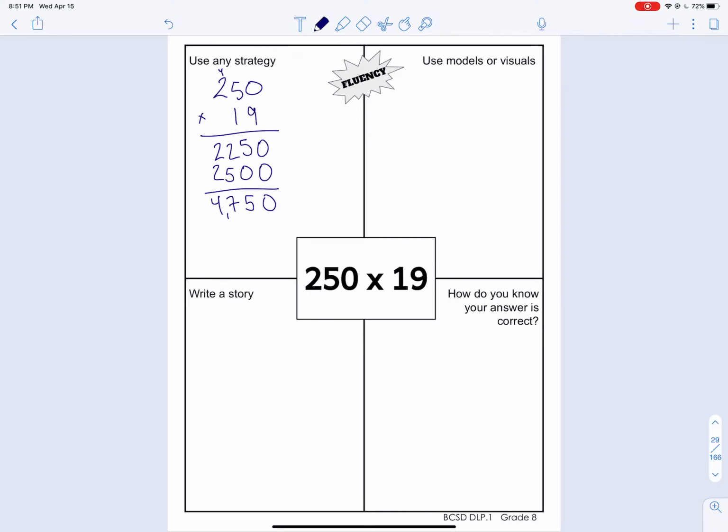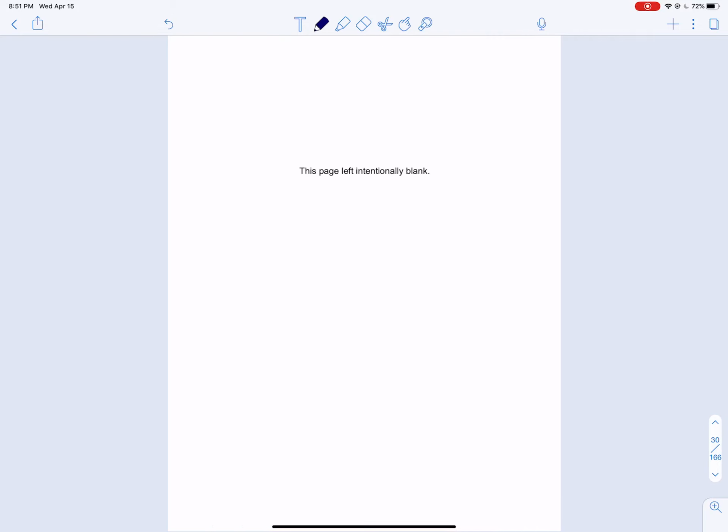Okay, and then write a story. It's up to you, but maybe there's 250 people at a party and the admission fee is $19, or you gave each of those people 19 tickets or 19 cupcakes. It doesn't matter. It's up to you. It's completely free as to how you want to write that story. Okay, so this is the end of day 2.